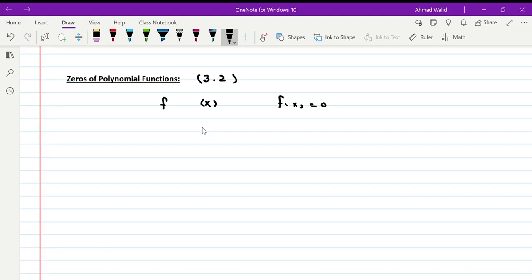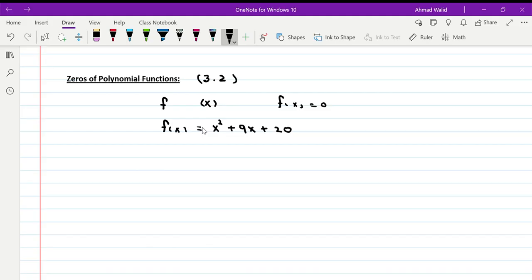For example, in a numeric example, if I have f of x equals x squared plus 9x, a very simple one, plus 20, there are some values of x that change this polynomial to 0, or change f of x to 0. Those values we call the zeros of the polynomial function.